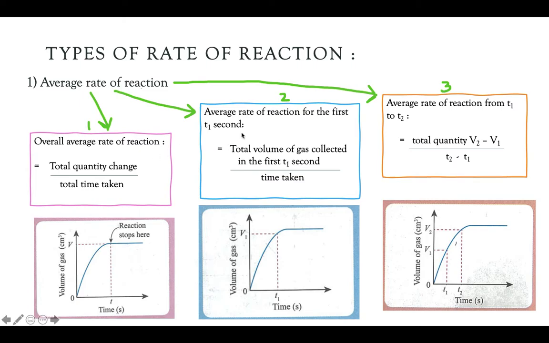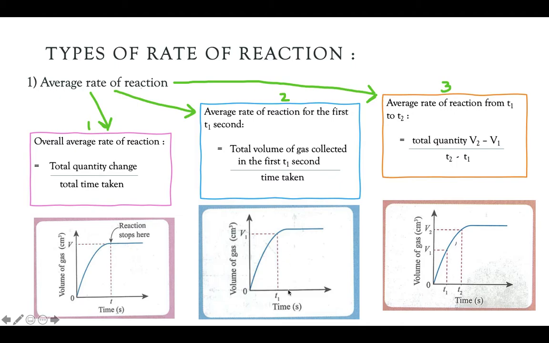Okay, untuk second is the average rate of reaction for the first T1 second. For the first T1 second, maksudnya starting from initial, from 0, and then the volume of gas will increase until T1. So inilah dia nak average rate of reaction for the first T1 second. So what is the formula used? Kita ambil total volume of gas collected in the first T1 second. So this is the V1, volume of gas collected pada masa T1 ini.